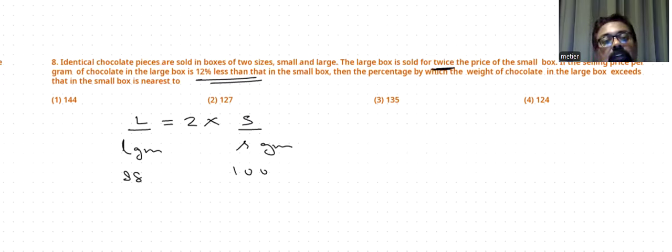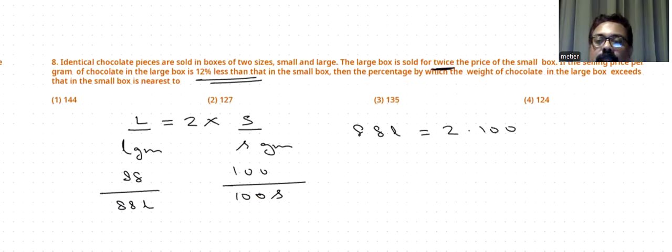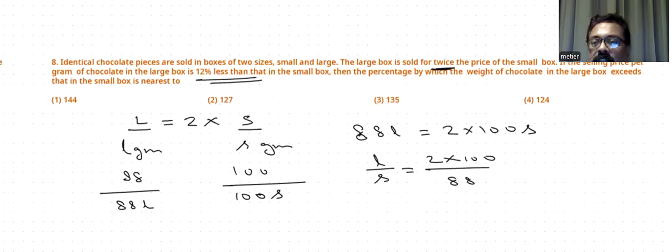Now check it. L grams at 88 per gram, so the total price will be 88L. S grams at 100 per gram, so it will be 100S. As per the given data, 88L is equal to 2 into 100S. So L by S is 2 into 100 by 88. After simplification, it is 25 by 11.